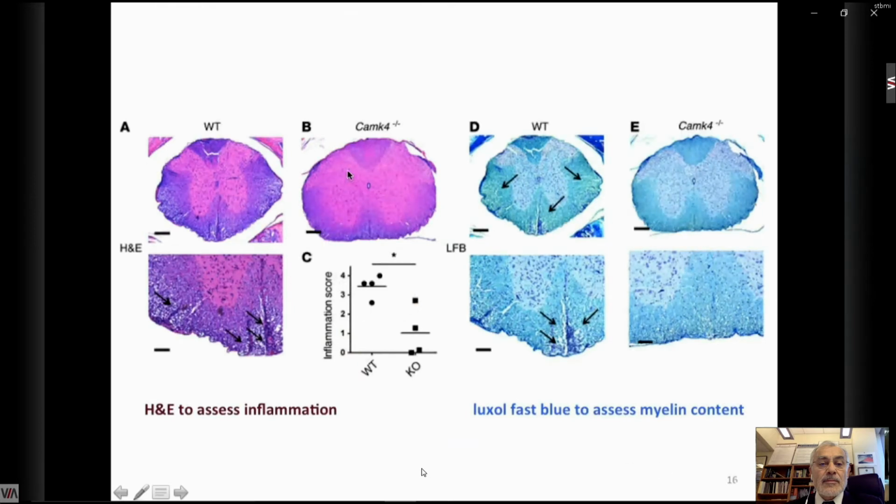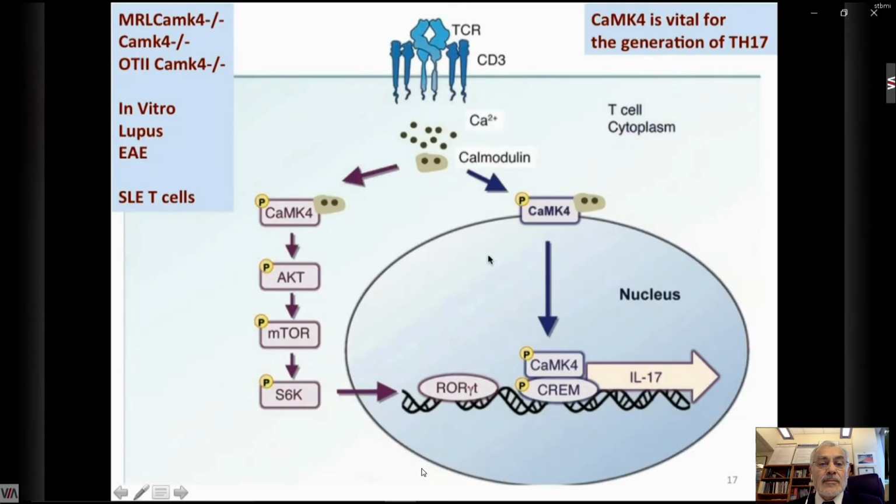When we look at the spines of these mice, you can see that the mouse that doesn't have CAMK4 and is subjected to MOG protein immunization has significantly less inflammation in the spine. And also, this mouse preserves the myelin structure, that is, it is not demyelinated. This is a Luxol fast blue stain to assess myelin content.